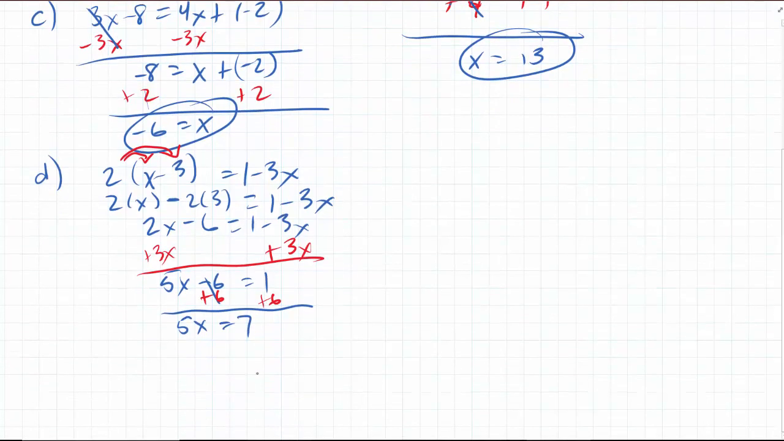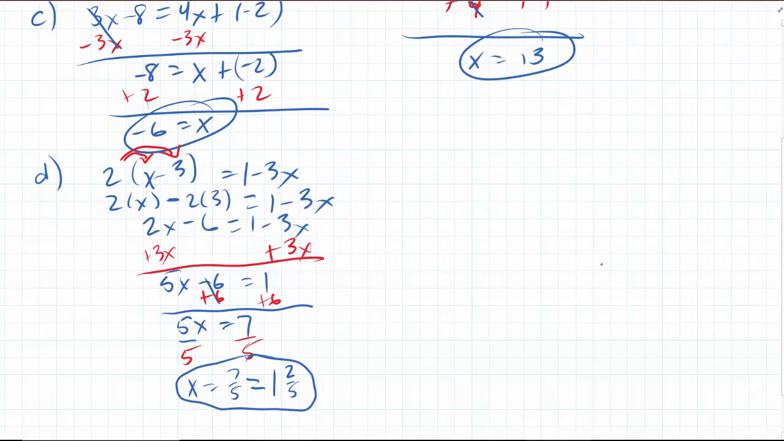Okay, well, finally what we need to do is divide by 5. Oops, let me give this some red. Divide by 5, divide by 5, and we're going to have x equals 7/5. Now, a lot of you guys are going to be tempted to convert this to a decimal, but I think it's fine as a fraction. We can leave it as 7/5, or we're going to simplify it as 1 2/5. So x is 1 2/5.